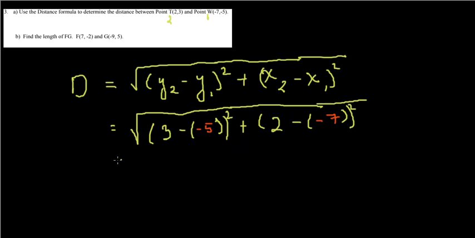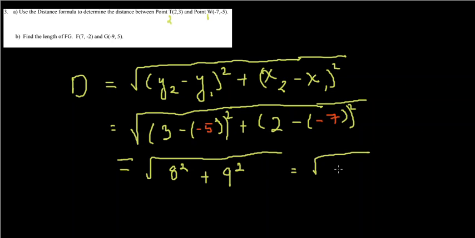Alright, now we can simplify. 3 minus -5 is going to be 8 squared plus 2 minus -7 is plus 7, so 2 plus 7 equals 9. 9 squared. And this is equal to the square root of 64 plus 81, which is equal to the square root of 145.